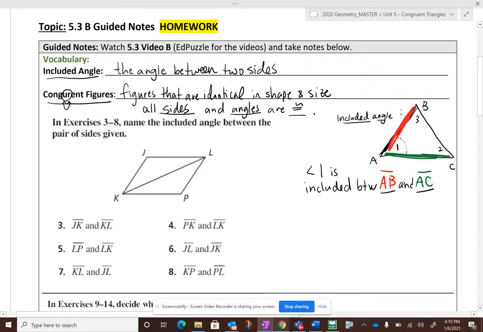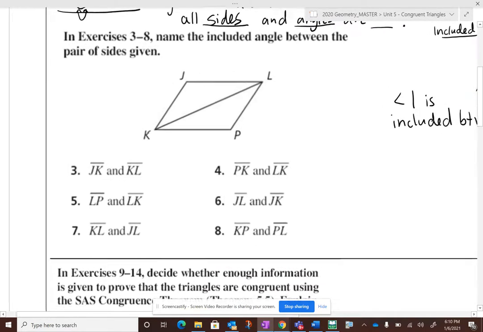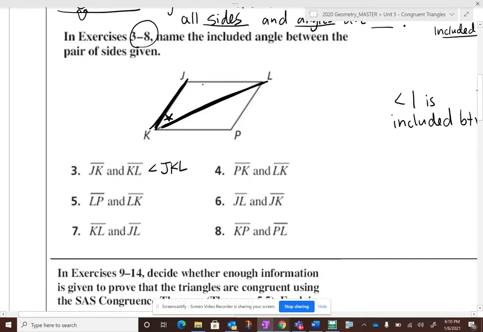We're not going to do all of these, but I threw some exercises on here to make sure we can figure this out. I'll do two with you, and then I'm going to get you to do the last four by yourself. It says in exercises 3 through 8, yes, I know I copied this from the book, so they're kind of random numbers, name the included angle between the pair of sides given. The first one says, what's the included angle between JK and KL? Well, that would be this angle, so we need to name it angle JKL. This also is practice for remembering how to name angles.